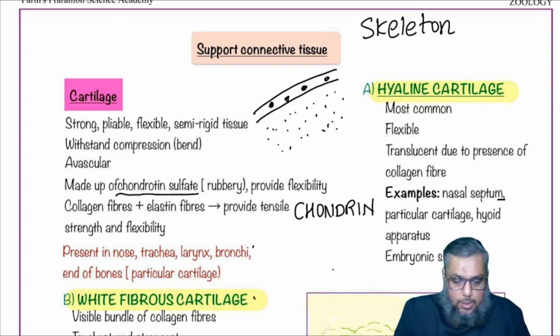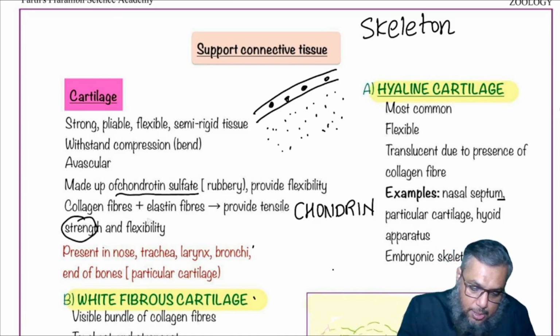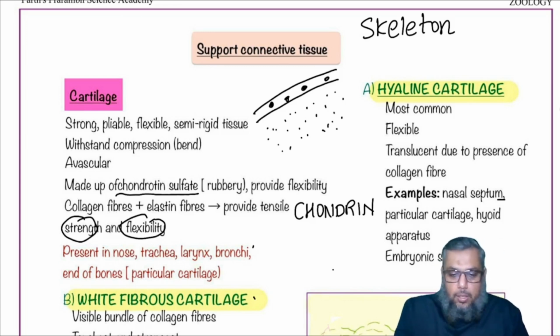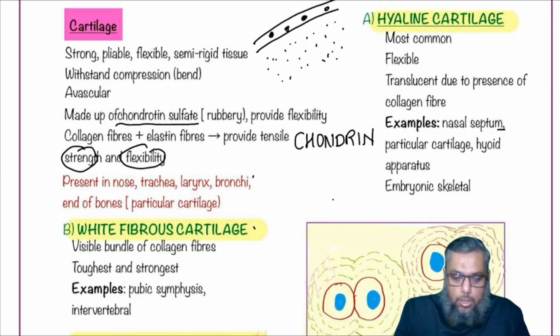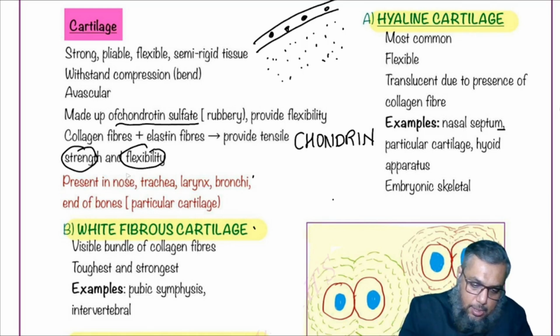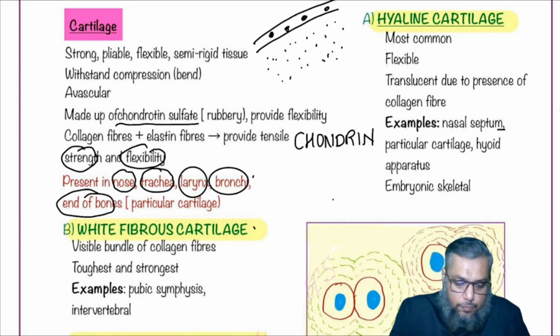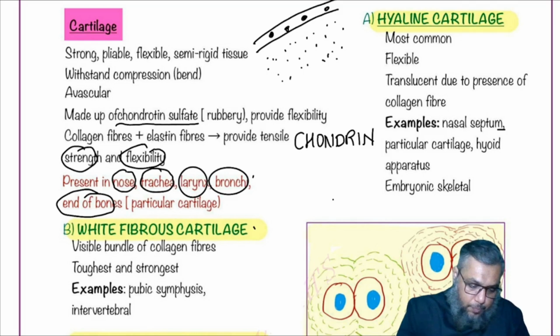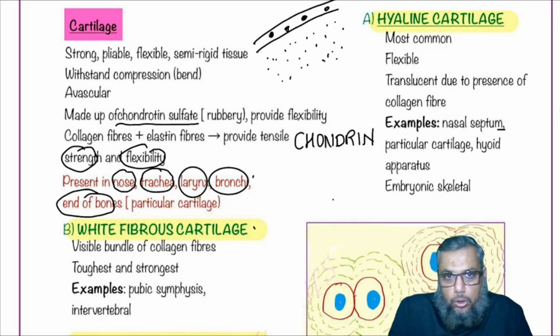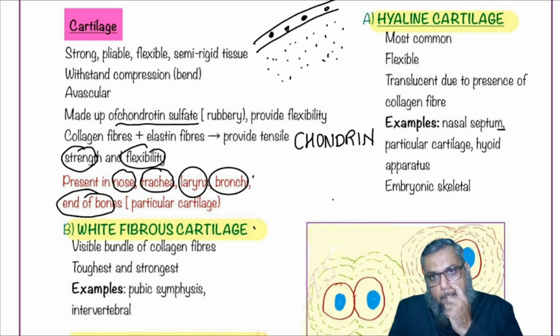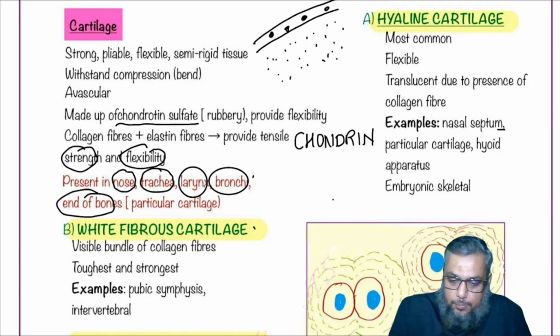And these things give the cartilage the strength and the flexibility. The cartilage are widely distributed in the human body, such as in the tip of the nose, the windpipe, that is the trachea, then the voice box, larynx, the bronchi, and the end of the bones, long bones. They show the presence of these cartilages. Depending upon the matrix, what type of matrix is found in the cartilage? The cartilage are of different types.